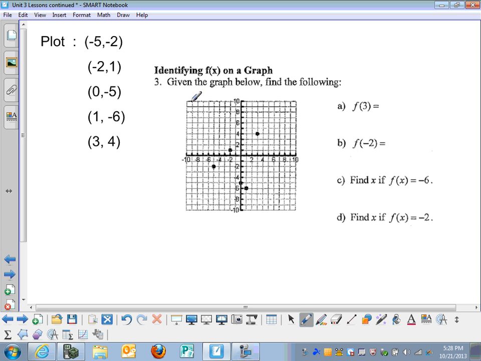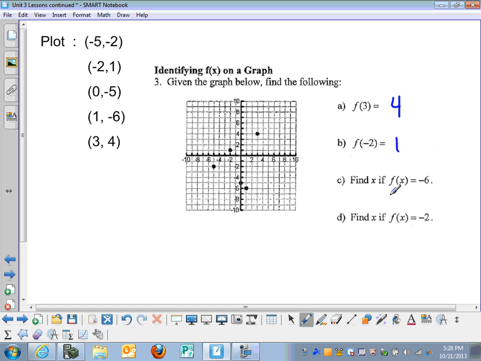Okay, we're going to be identifying a function on a graph. So in order to replicate this graph, you need to plot these points. All right, given the graph below, find the following. F of 3. So when x is 3, what is y? That's 4. F of negative 2. So when x is negative 2, y is 1.